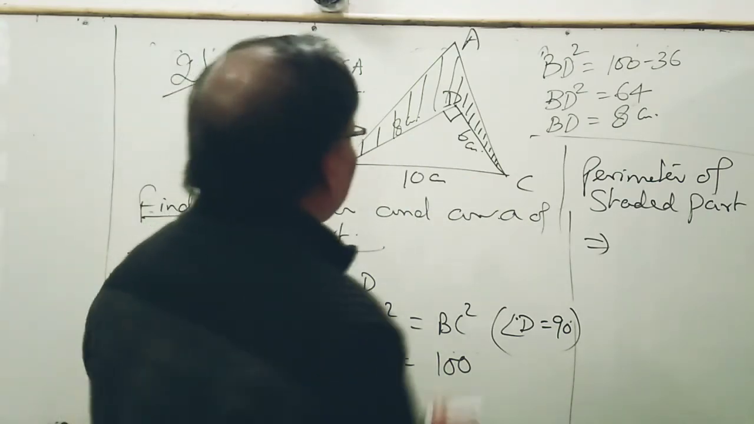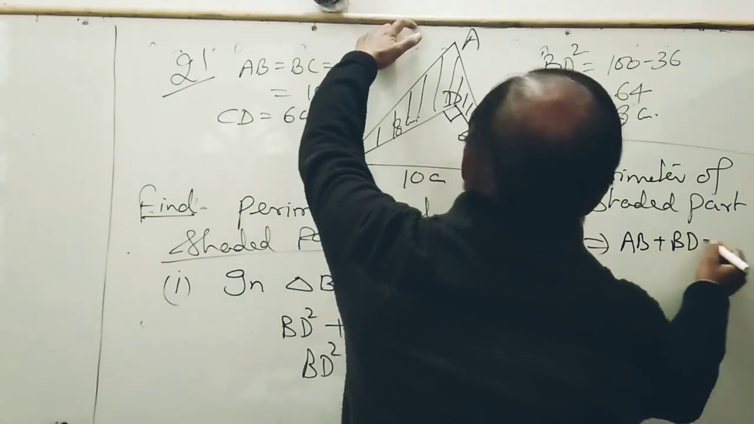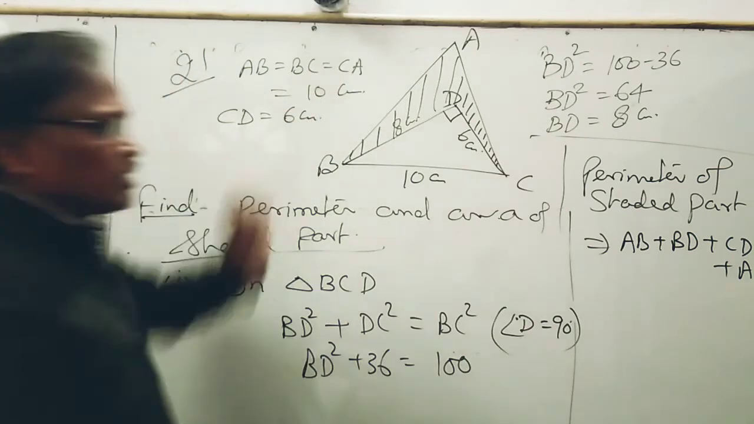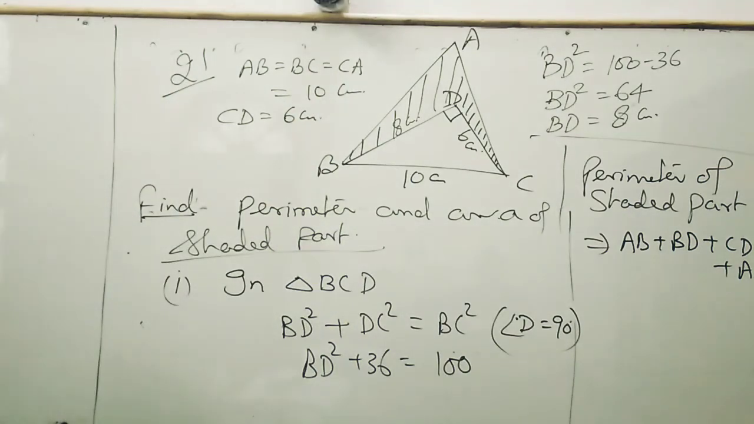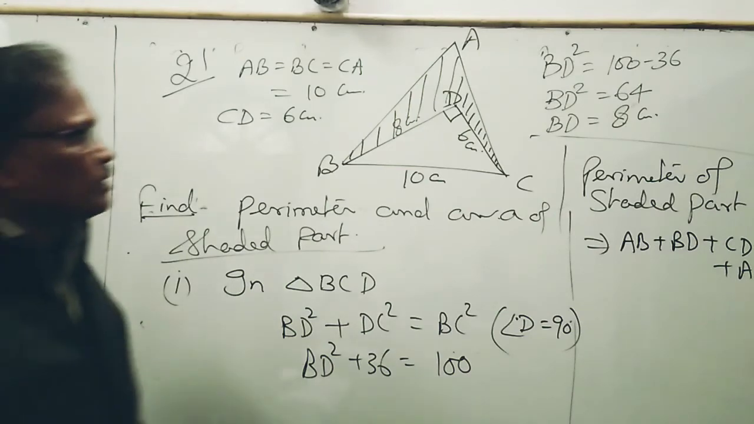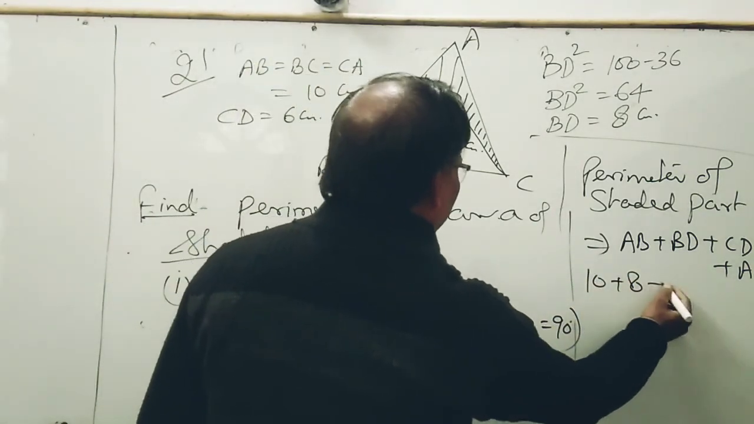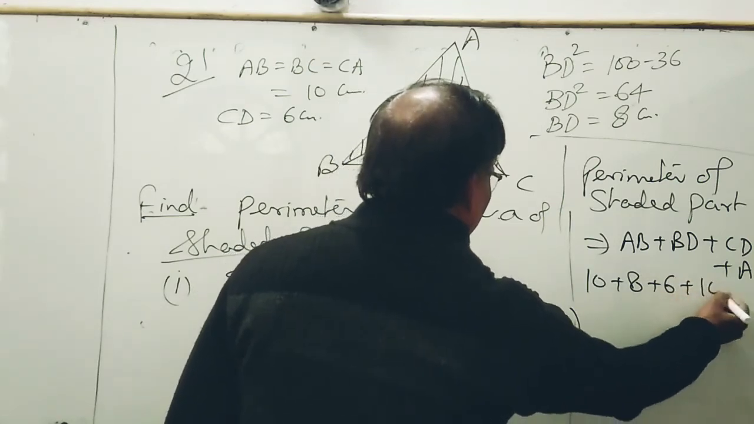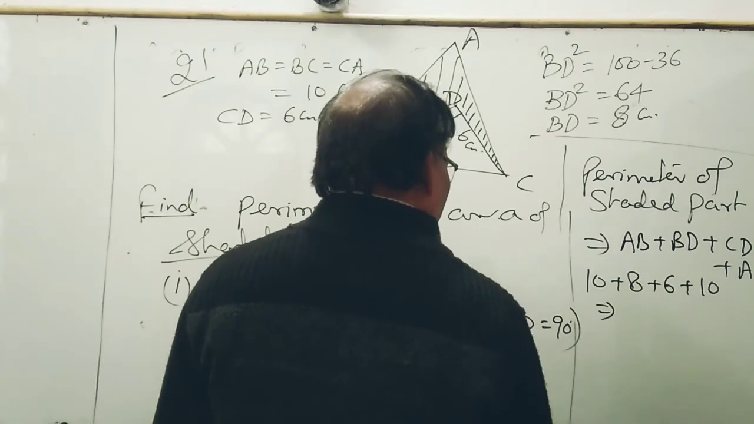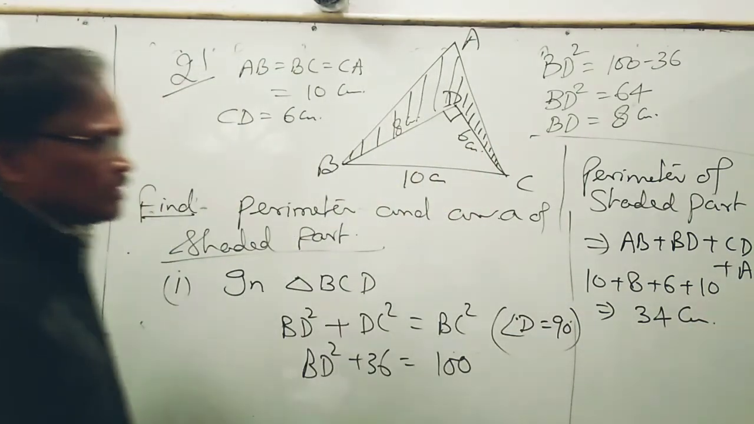So which one? AB, BD, BC and AC. These four sides you will add. जो जो टच हो रहे हैं शेडेड पार्ट बस उन्हीं को लेना है. तो AB कितना है? 10 है, BD 8, CD 6, फिर 10. So it will be 34 centimeter. This is the perimeter.